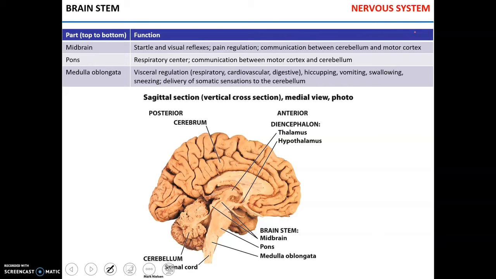Now, we're going to start from the bottom. We're going to start our conversation about different parts from the brain stem. Brain stem has three parts, midbrain right here, pons, and medulla oblongata. The main function of the midbrain is to control startle and visual reflexes, regulates pain, and provides a communication between the cerebrum and the motor cortex. Pons contains respiratory center and also provides the communication between the motor cortex and cerebellum. And finally, medulla oblongata is responsible for a variety of visceral functions such as respiratory, cardiovascular, and digestive, for various autonomic reflexes such as vomiting, swallowing, or sneezing. It also delivers somatic sensations to the cerebellum.